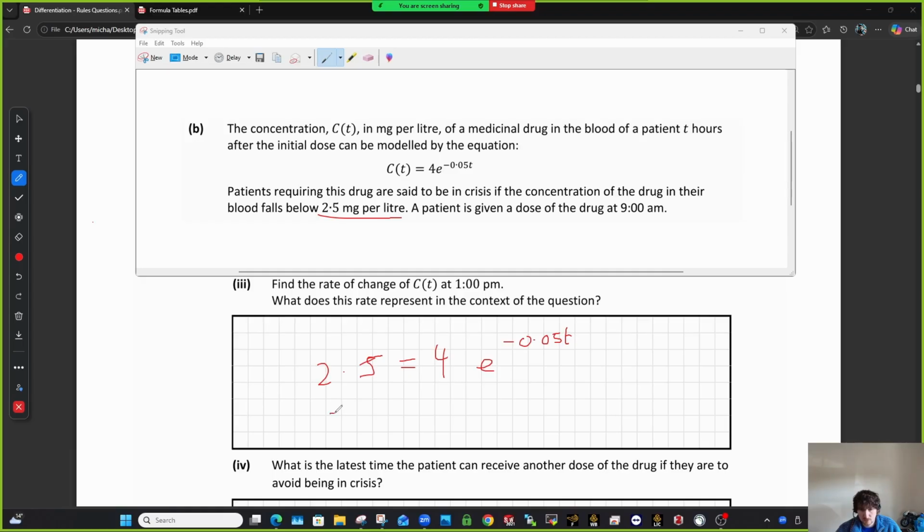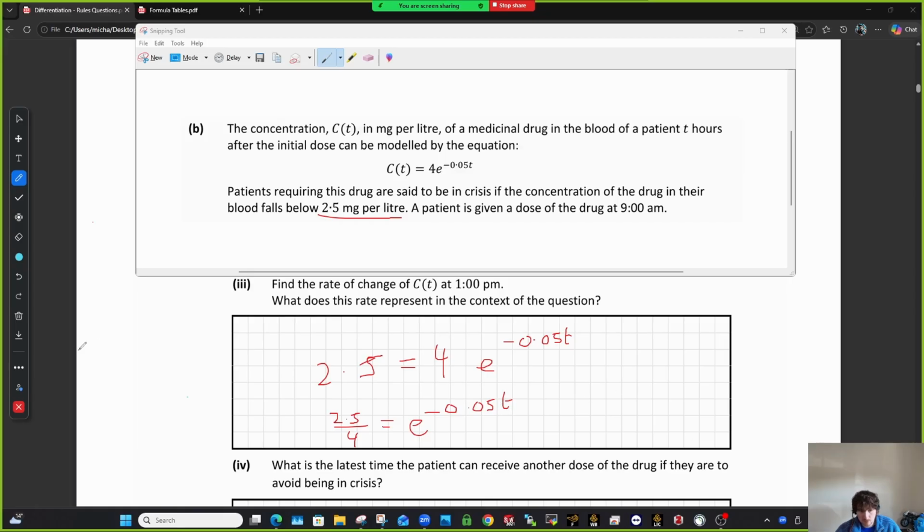So you bring the 4 over, and you get 2.5 over 4 equals e to the minus 0.05 t. You can then apply logs. So there's a quick way to just turn this into logs without needing your tables book. Who's the base here? e is the base. And the whole point of using logs is to get the power on its own.